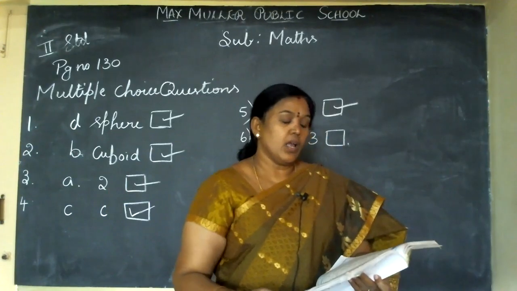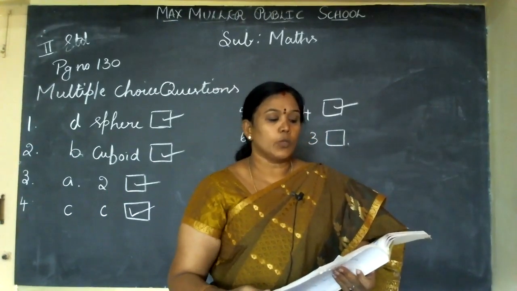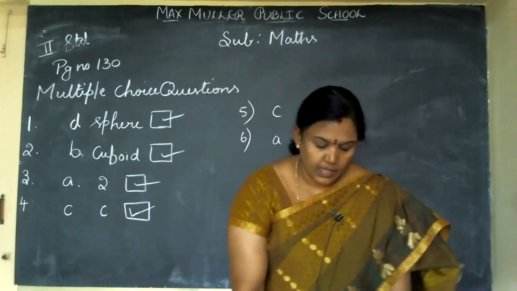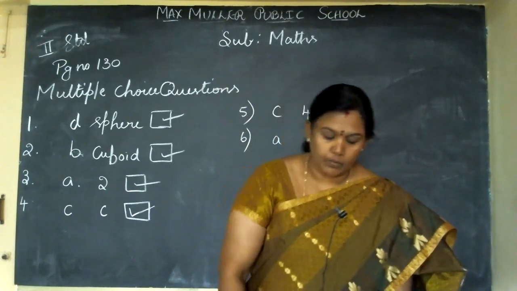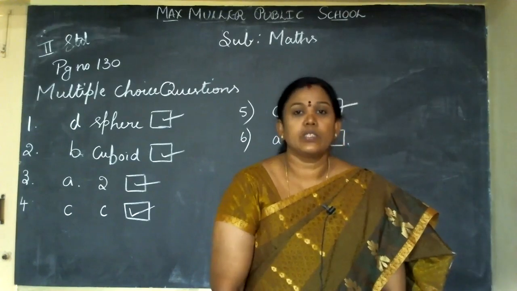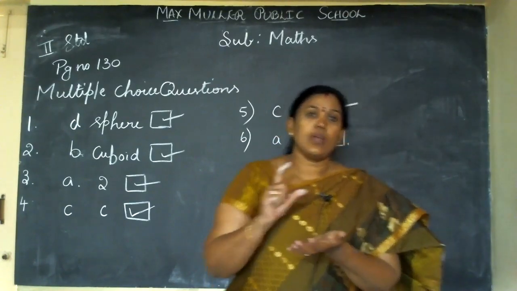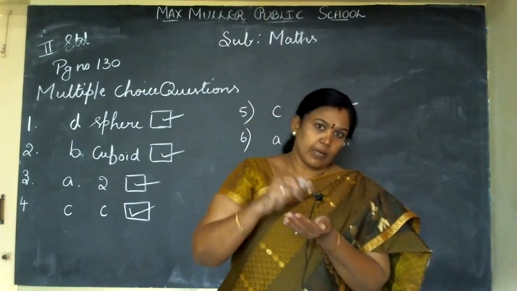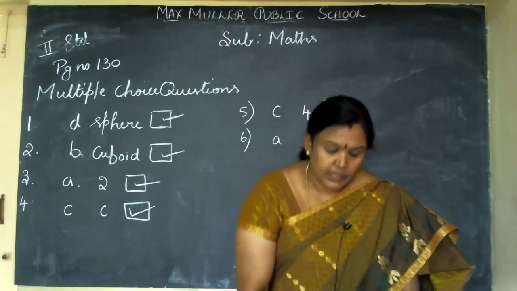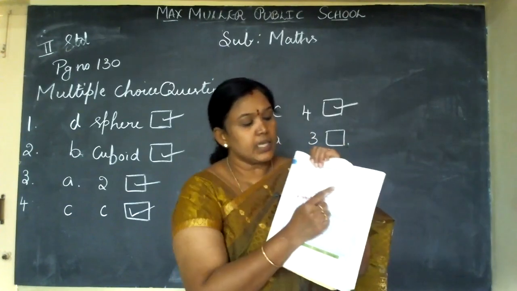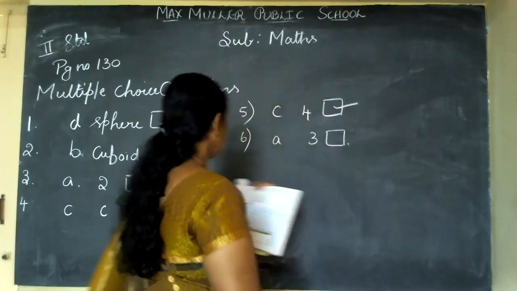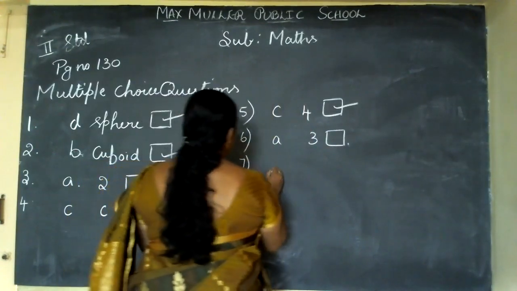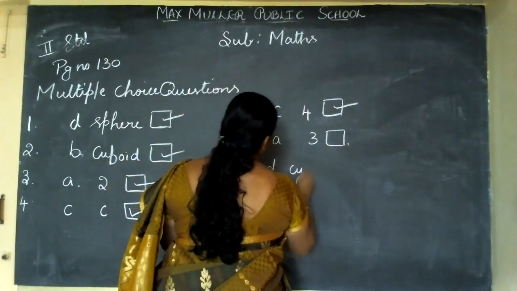131, seventh one. Anu has 10 1 rupee coins. She put all of them one above the other. What shape will she get? See, if you have 10 1 rupee coins and you keep them one by one, that will be cylinder shape. Seventh one, D, cylinder.